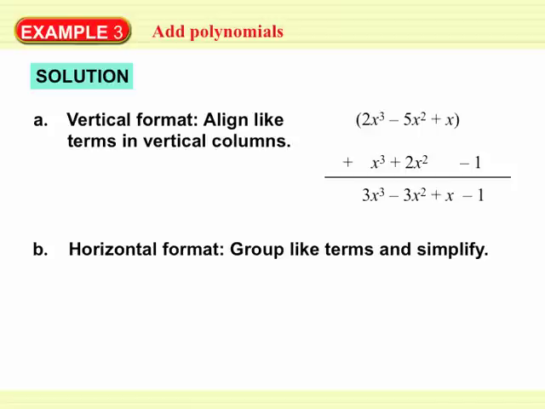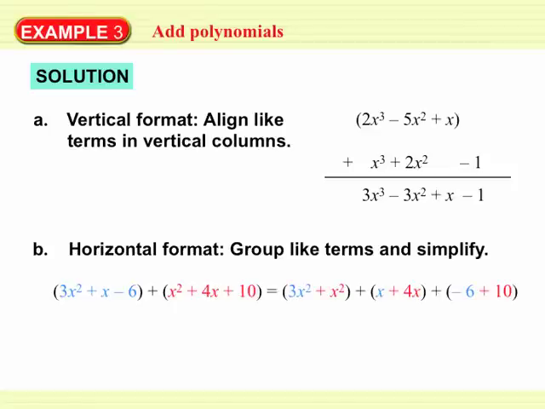Another way that we can do this is called the horizontal format. In this case, we're going to rearrange and group the like terms together. I'll use this to solve problem B. I'm going to keep the terms from the first polynomial in blue and the terms from the second polynomial in red so that you can see how they come together.